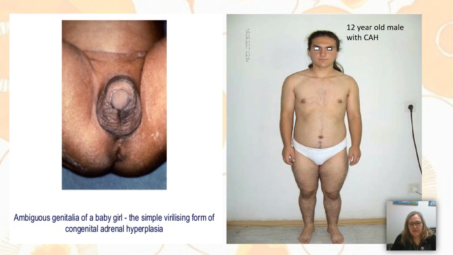And something else you should note is that there's linear growth retardation here. The legs are not proportional to the rest of the body. So this would be something important to note.